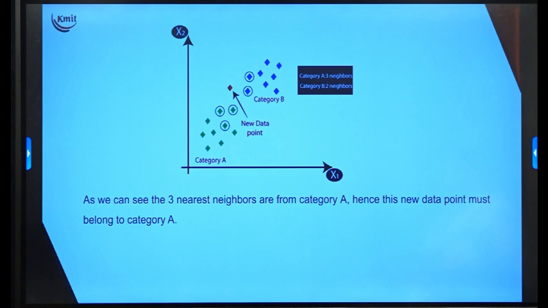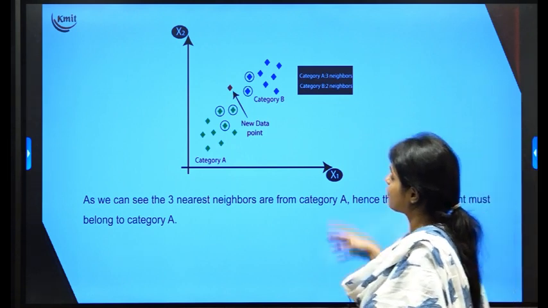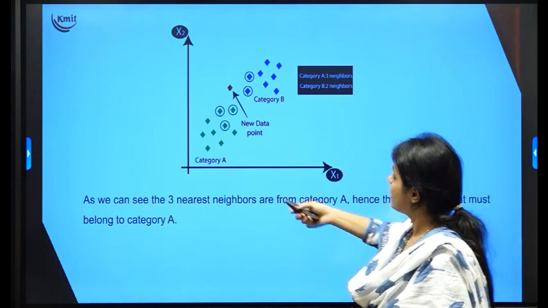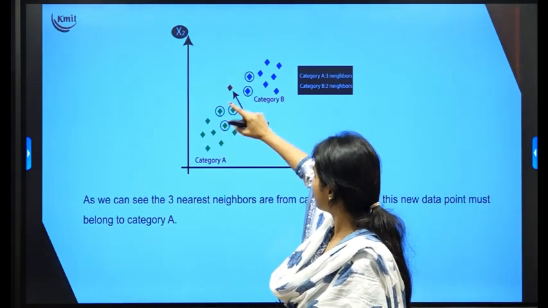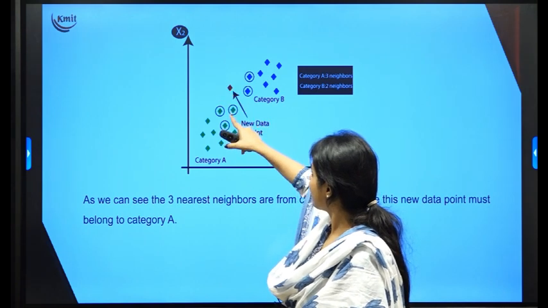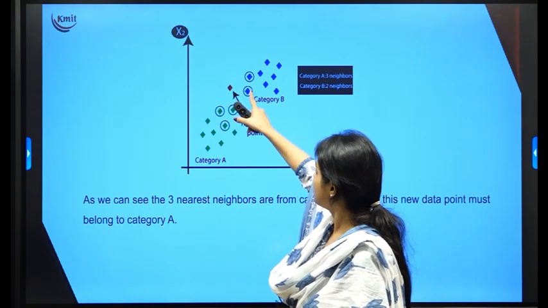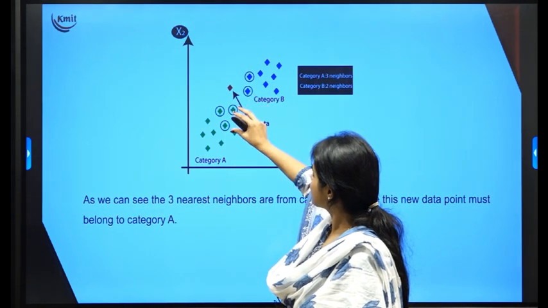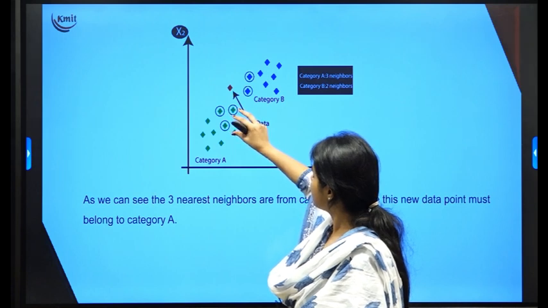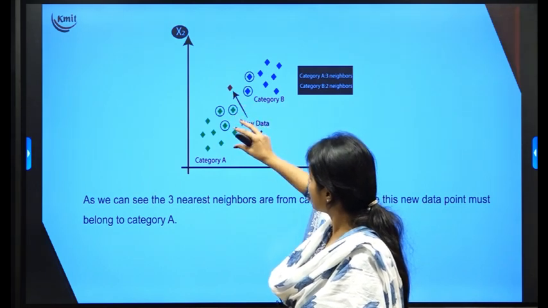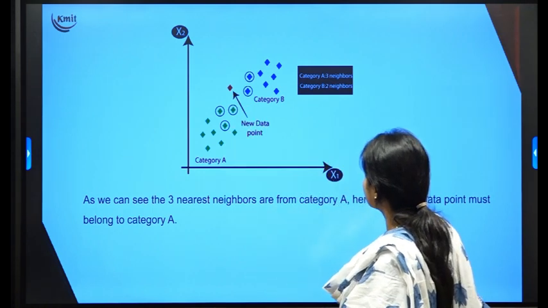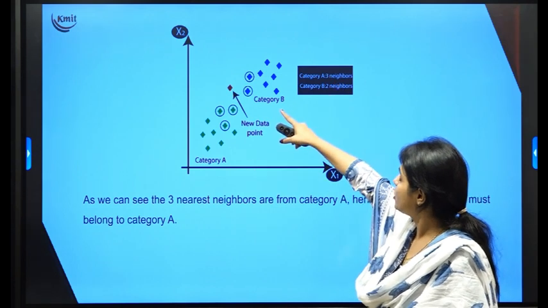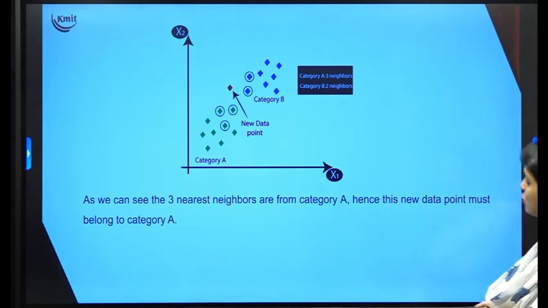Now as you can see, if suppose I take k equal to 5 in this example, as I told you, I have 1, 2, 3, 4 and 5. Now I calculate the Euclidean distance between this red point and all these 3 green points, and the red point and these 2 blue points. After I calculate the Euclidean distance, I found that the nearest neighbors of green are more in number. Hence, I say this particular point belongs to category A, because 3 data points are in category A and 2 nearest points in category B. Hence, it belongs to category A.